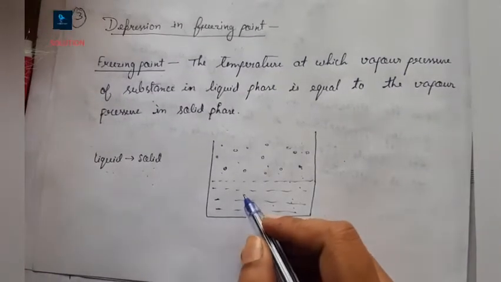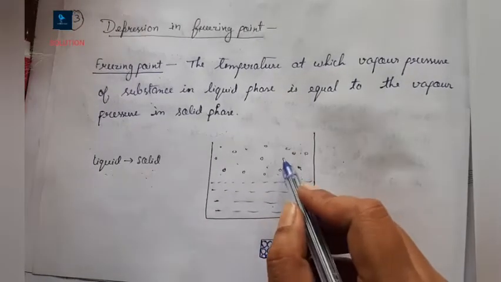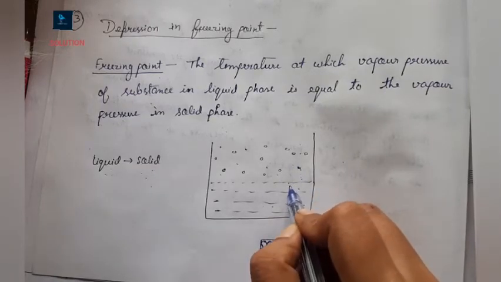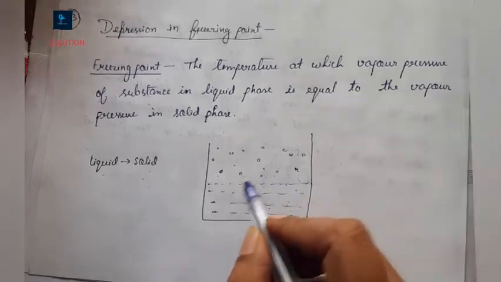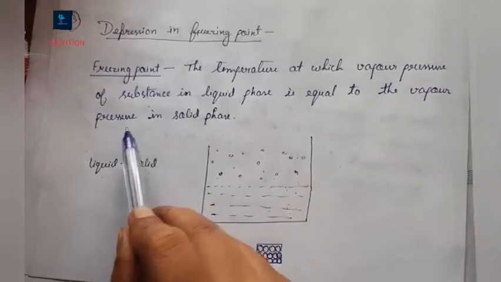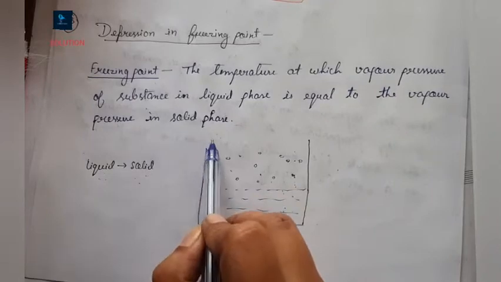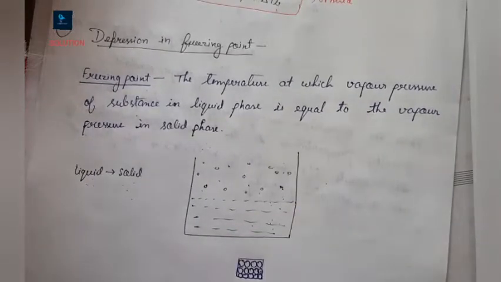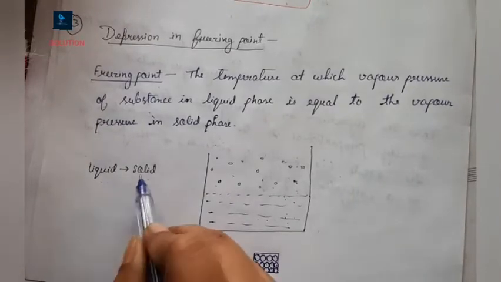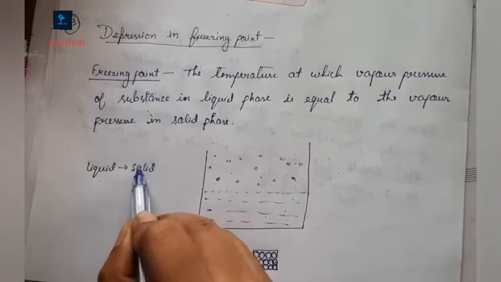Just as we said in the case of boiling point, that it is the temperature at which the vapor pressure of a liquid becomes equal to the atmospheric pressure, in the same way, when we describe the freezing point, we say it is the temperature at which the vapor pressure of a substance in the liquid phase is equal to the vapor pressure in the solid phase. You already know that freezing means a liquid converting to the solid phase. When the liquid is converted to the solid phase, this is called freezing.